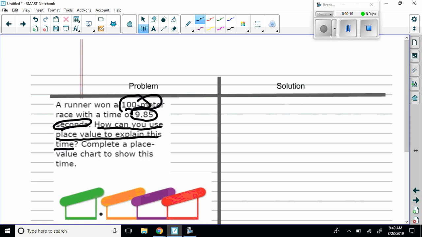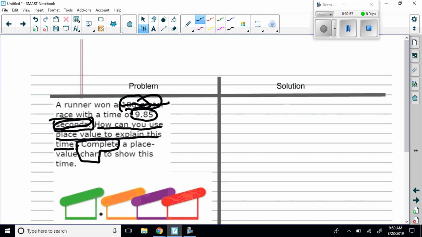Next, box the keywords. I want to box complete the chart because that is my task. I also want to box seconds because it's asking me to show the time. E stands for evaluate and visualize. Now, even though I have the number 100 meters circled because it's a number, I don't need this number in my problem because it's asking me to complete the chart showing the time. The 100 meters is not a time, it is distance. So I can omit that information.